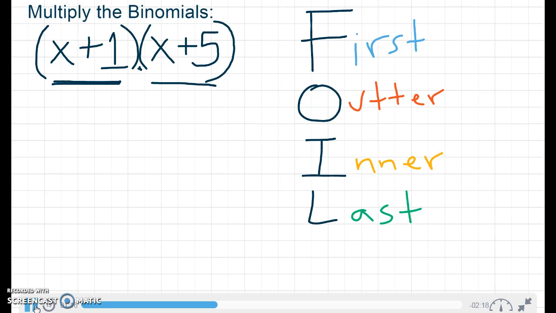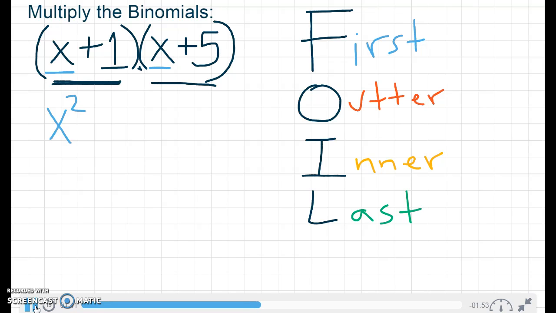So let's begin with F. For the first part, we're going to go ahead and multiply the first term of each binomial. So we're going to multiply x times x, and that will give us x squared.